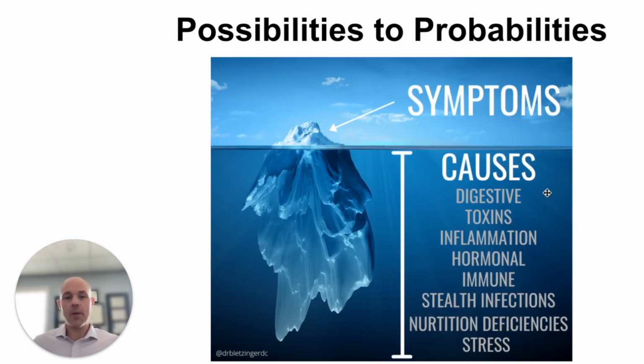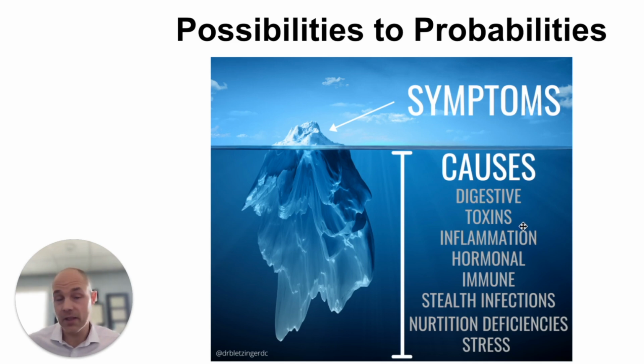Well, I'll give you a couple of illustrations here. Okay, when we're turning possibilities into probabilities, we have this iceberg annotation here. Number one, just like the tree, the symptoms are above the surface. So this is what we can see, we can feel, we can understand. But what we don't see, feel, and understand is the specific causes that are creating those symptoms. And those lie in these different systems or within these different challenges.